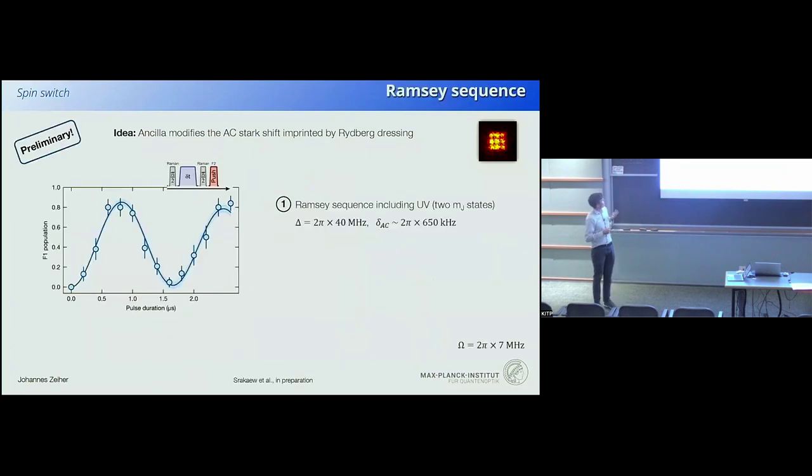And here's basically our experimental result. I should say this is all very preliminary, and we're still trying to understand what's going on. So here are our Ramsey oscillations, our spin precession basically without the presence of the ancilla.